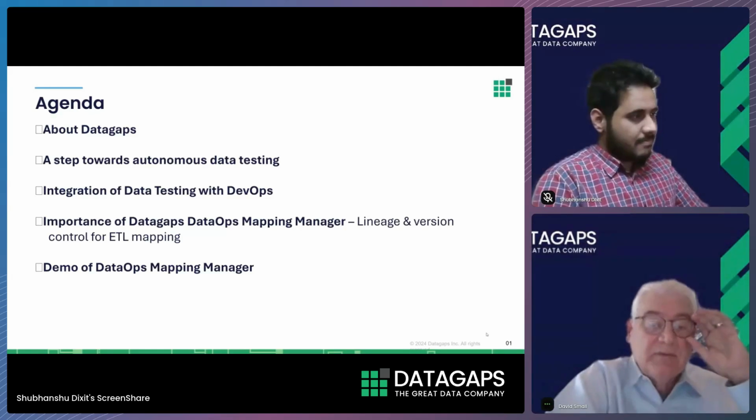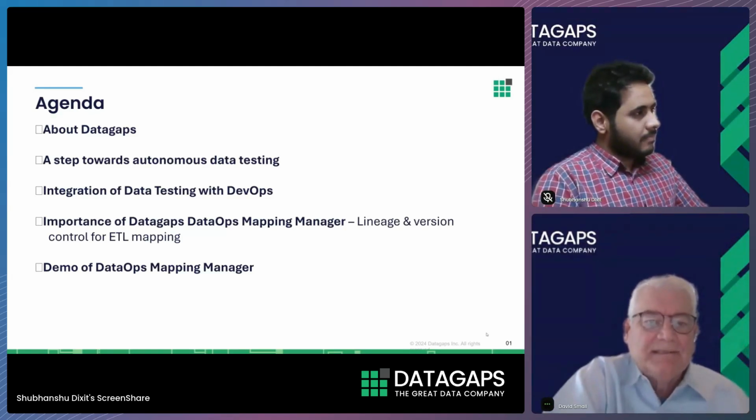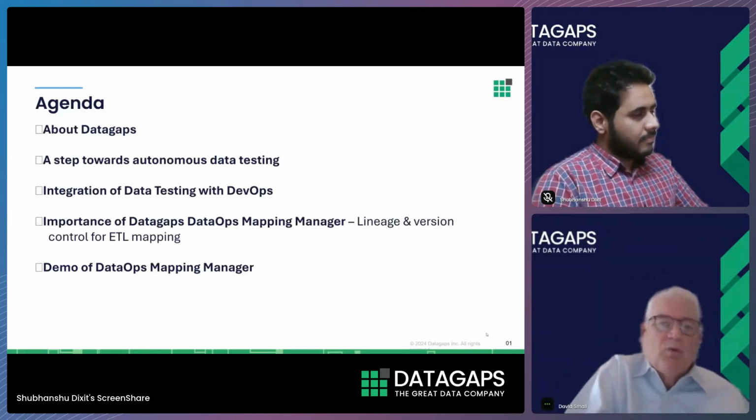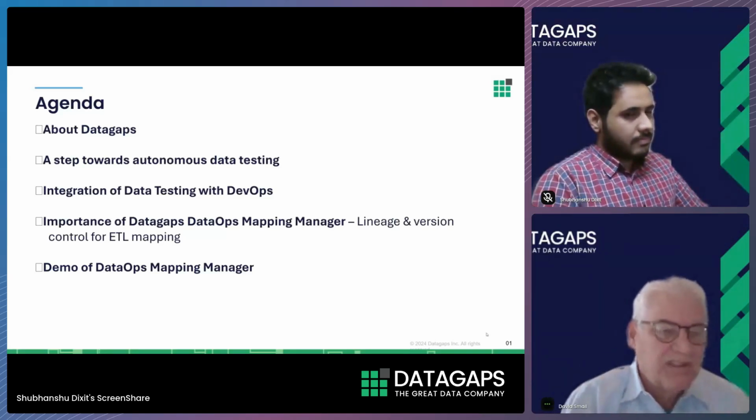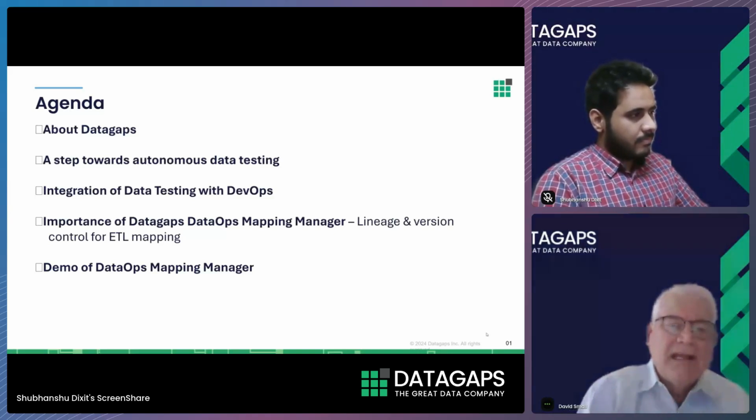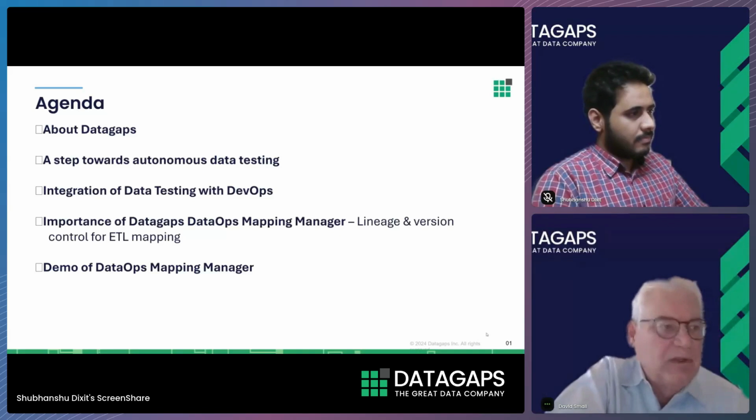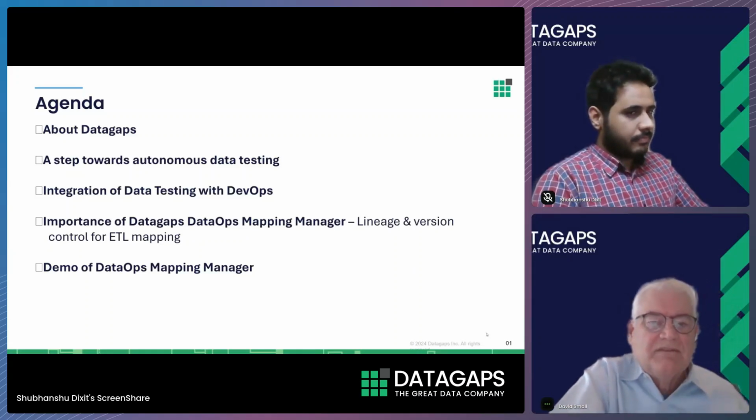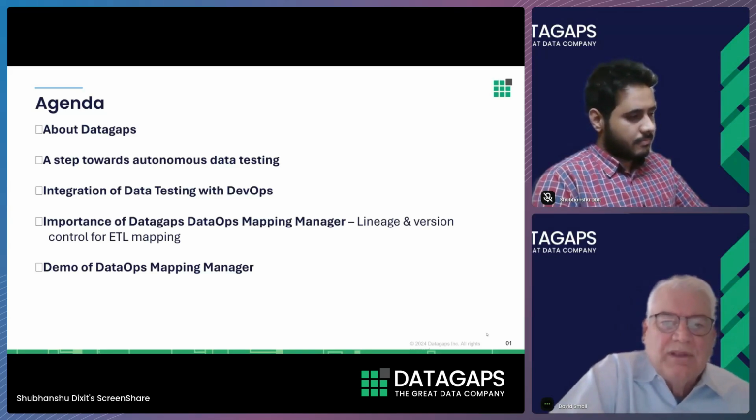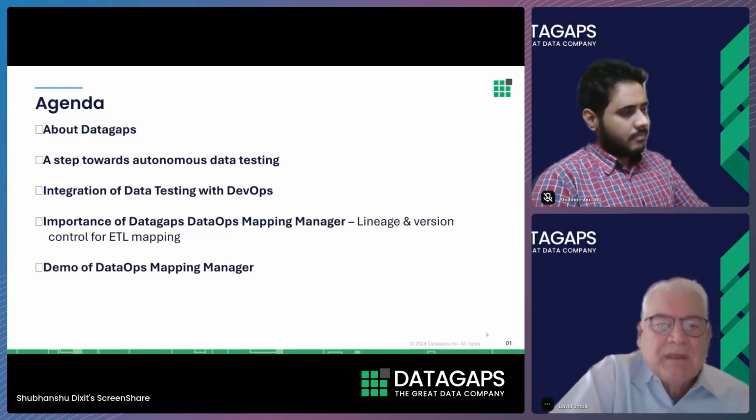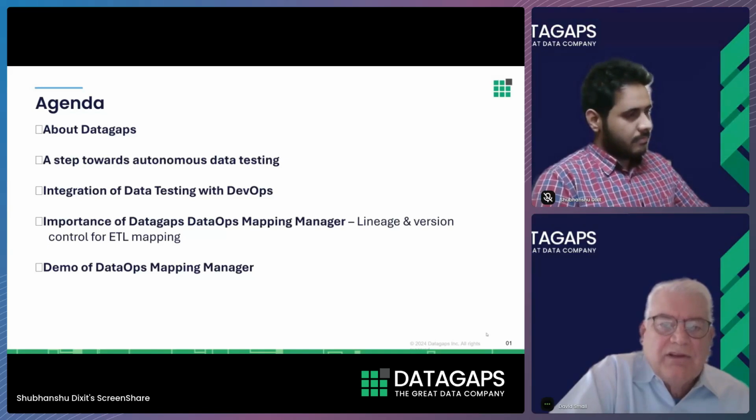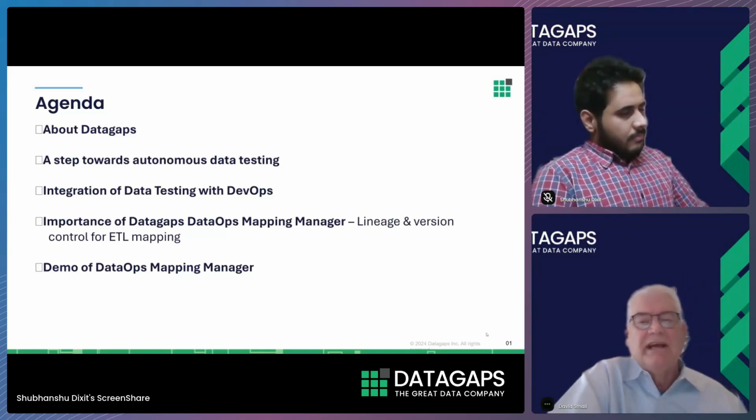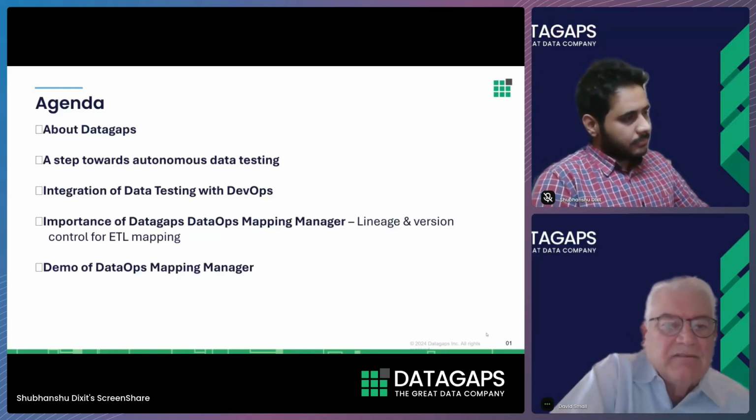What we have planned today is really just to go through a little bit about Datagaps. We'll talk about steps towards autonomous data testing, and we'll describe a couple of different ways to do that. And we'll go into the integration of data testing with DevOps. So the DevOps that your data engineers are using can also be integrated with data testing, and it drives the data testing group and the data engineering group together. And then we have a special presentation on our DataOps Mapping Manager, one of the new technologies that we have using GenAI. And then finally, we'll do a demonstration of that.